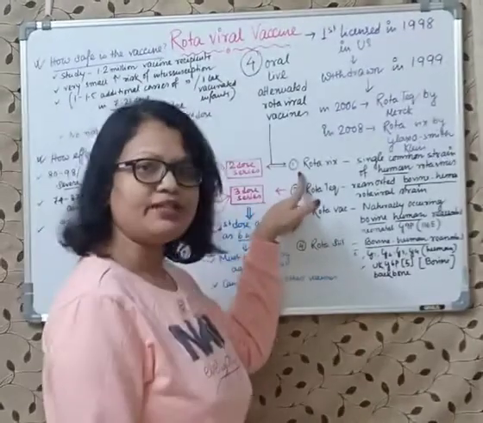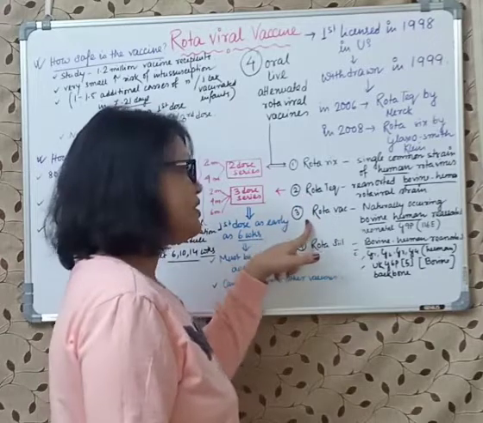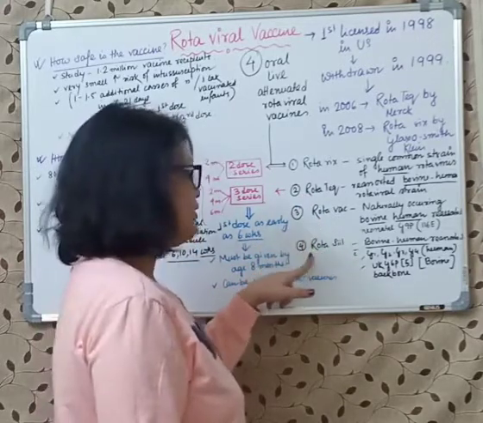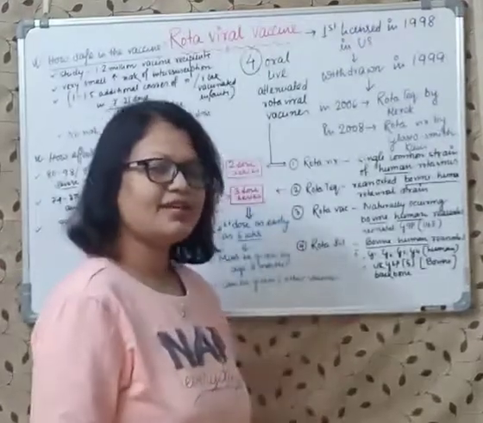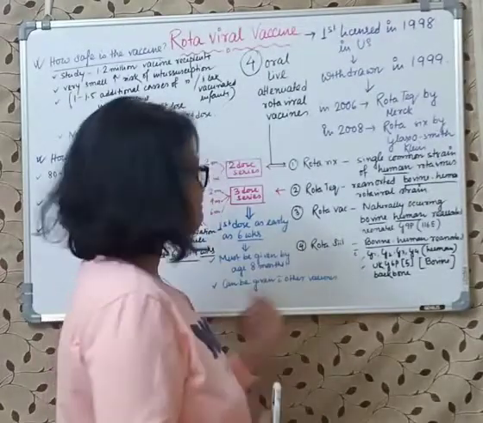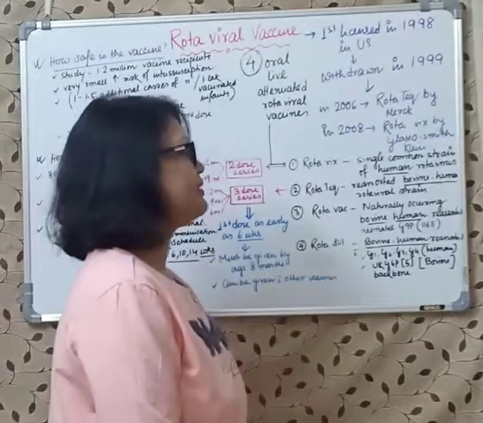Okay, so there are 4 types of rotaviral vaccines. Number 1, Rota-Risk. Number 2, Rota-Tech. Number 3, Rota-Vac. And number 4, Rota-Sil. Now, going to the discussion of each type of vaccine. Now coming to the Rota-Risk.